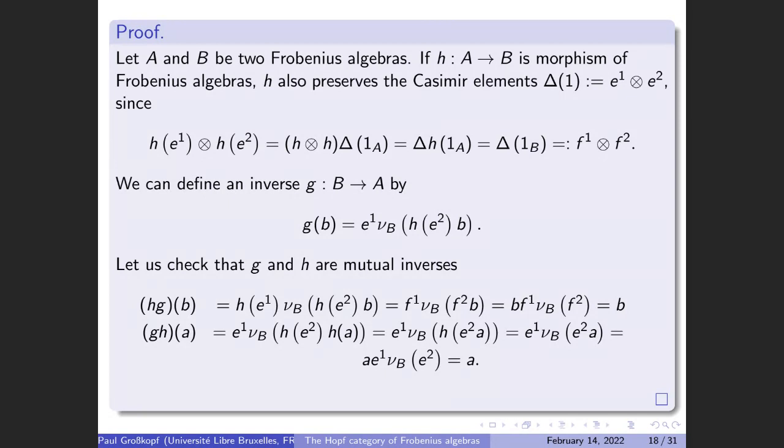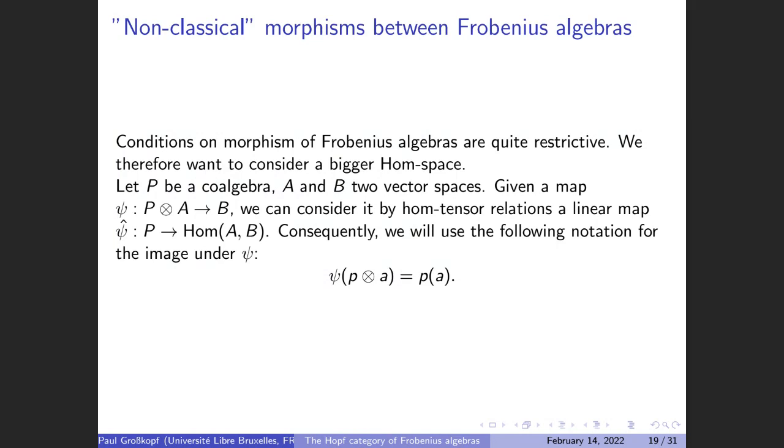So the way I presented this proof is we want to generalize this proof in a wider setting. And what wider setting are we using? We want to find a bigger Hom space to consider. We want this Hom space to have a coalgebra structure.